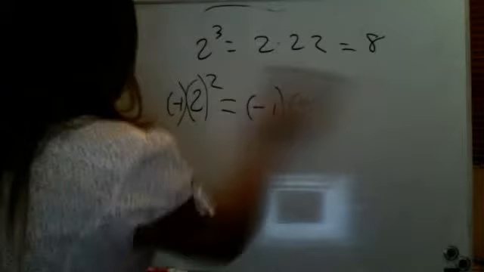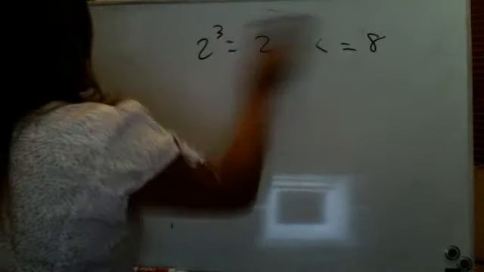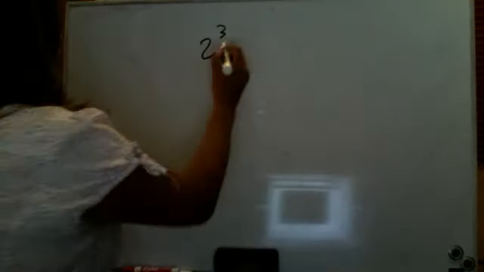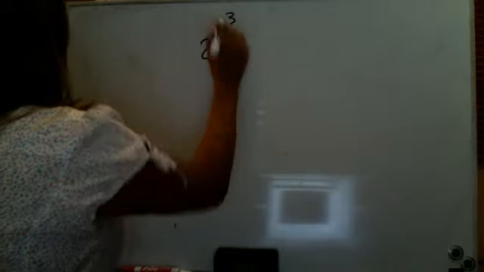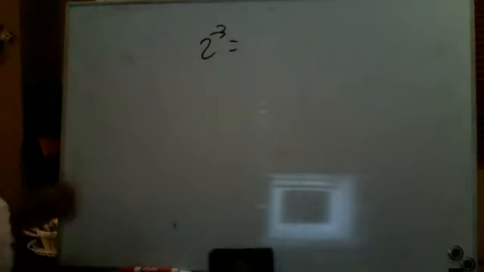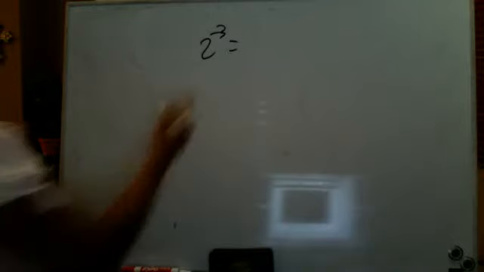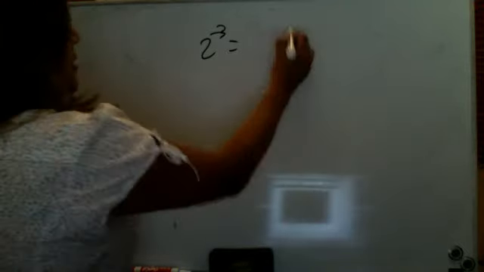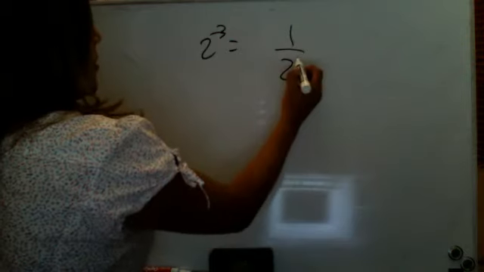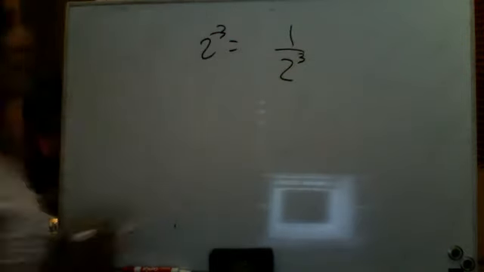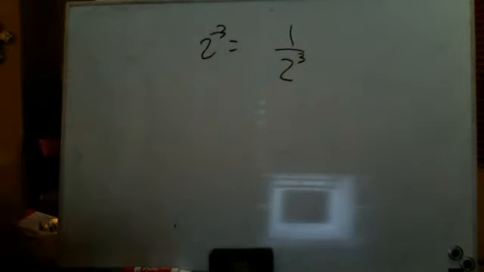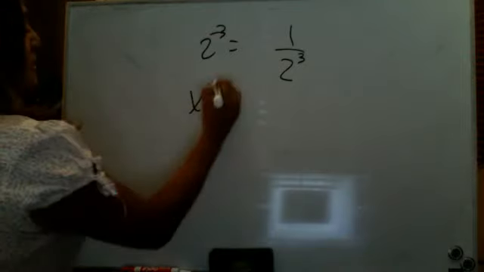Now, what if I change this same power up here to say negative 3? Well, that negative says you need to do its reciprocal of 2, which is 2 over 1. So this simply becomes 1 over 2 cubed. Now the negative exponent becomes positive. This now gives us our definition of x to the negative n power.